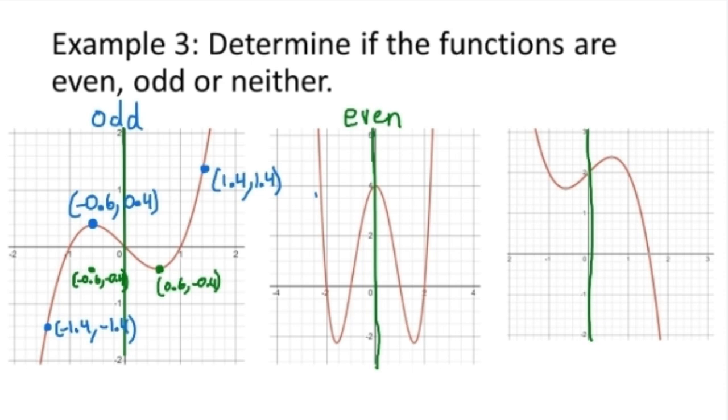If I take a look at this point here, which is the point 1, 2, in order for this function to be odd, then -1, -2 would also have to be a point on the graph. But -1, -2 is all the way down there, and we can see it is not on the graph. So not only is this function not even, it's also not odd. So this function is neither even nor odd.